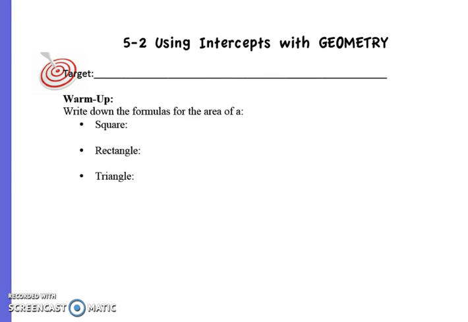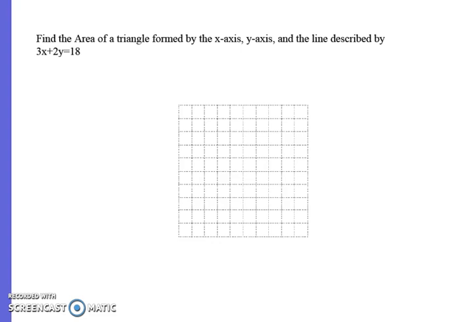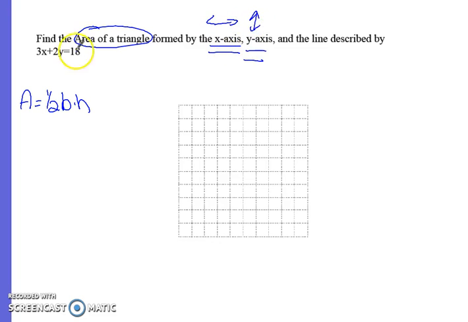Now, you can use this with some geometry. Go ahead, write down the formulas for area. Area of a square, remember, a side squared. A rectangle is length times width, and a triangle is 1/2 base times height. We're going to find the area of a triangle, using area equals 1/2 base times height, formed by the x-axis, the y-axis, and this line. So you have 3 lines to make a triangle.